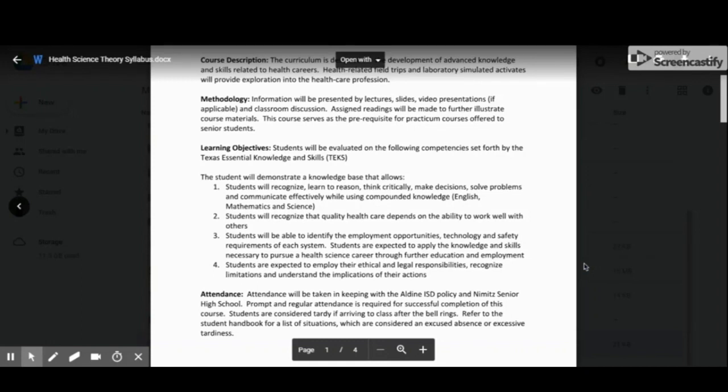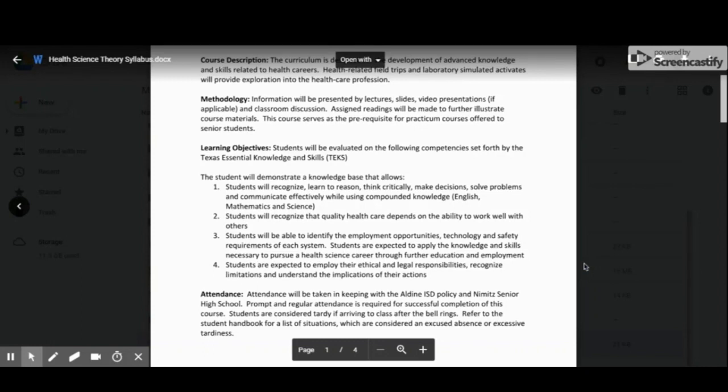Students will recognize that quality healthcare depends on ability to work well with others. You will be able to identify the employment opportunities, technology, and safety requirements of each system. You are expected to apply the knowledge and skills necessary to pursue a health science career with further education and employment. You are also expected to employ ethical and legal responsibilities, recognize limitations, and understand the implications of your actions.